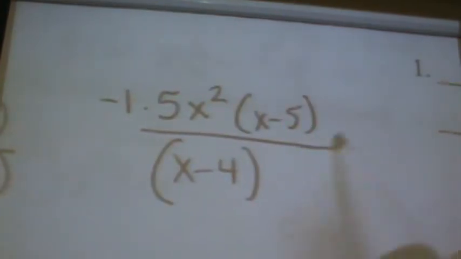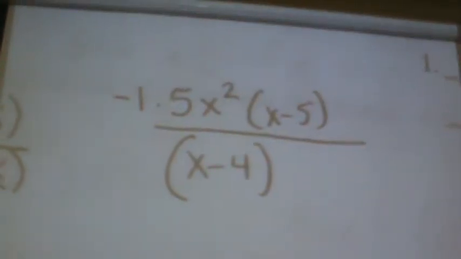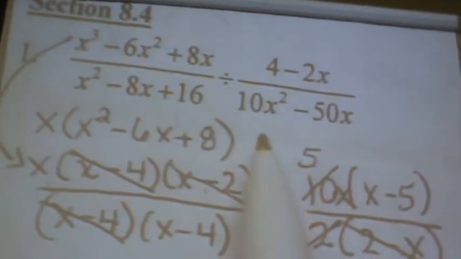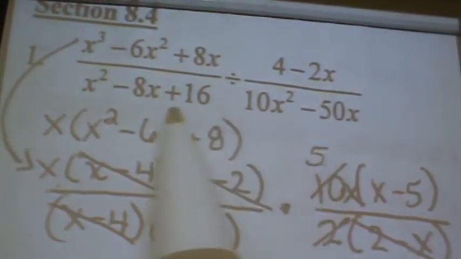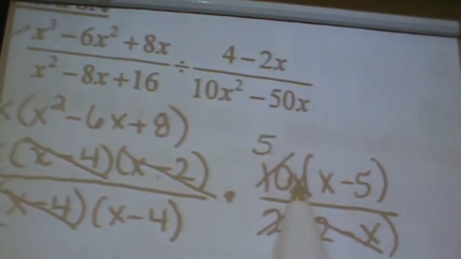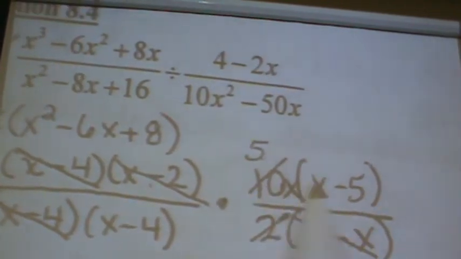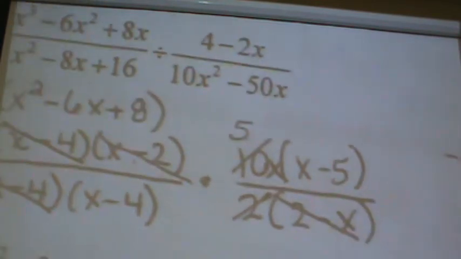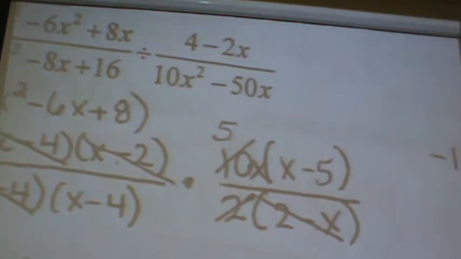Now, for your restrictions, x cannot be, look at your denominator before you flip. You can't have 4 here, and you can't have, for this one, this was really on the bottom, you can't have 0 or 5. And you also can't have 2. So those are your restrictions. You can't have 0, 2, 4, or 5.